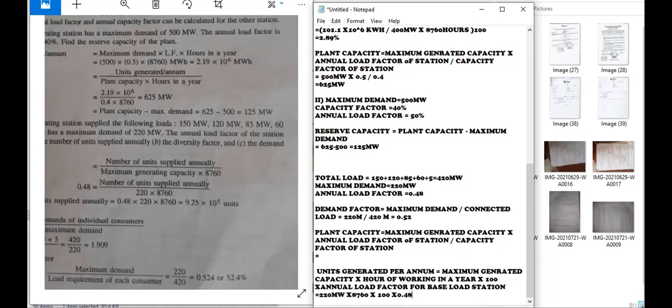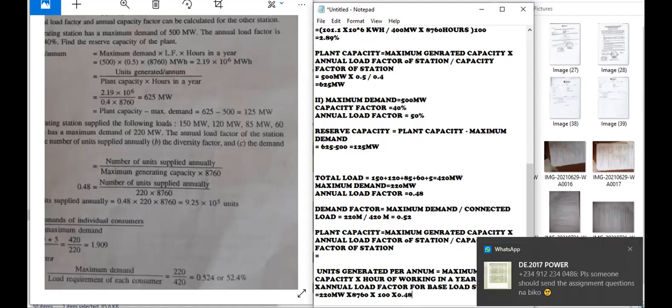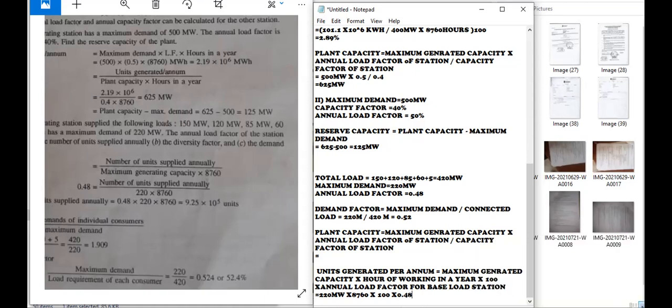Big value. What do you get? 220 times 8760 times 100 times 0.48. I have 9250560. Let me see where my megawatt is here. 1, 2, 3, 4, 5, 6. You want to make it 9.25 times 10 to the power 6.